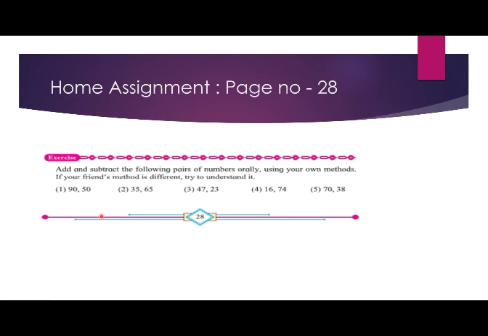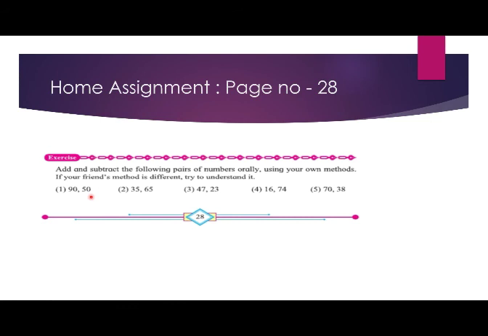Now students, I know you cannot meet your friends in this lockdown. So take help from your parents or your siblings, how they are solving it. If they have some good easy method, try that method. Now what is it? There are two numbers given to you. This is 90 and 50.